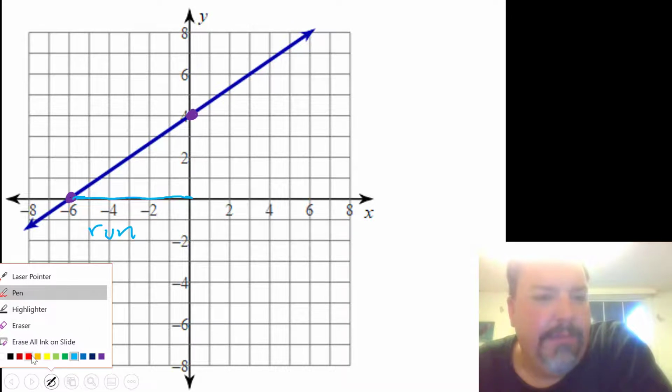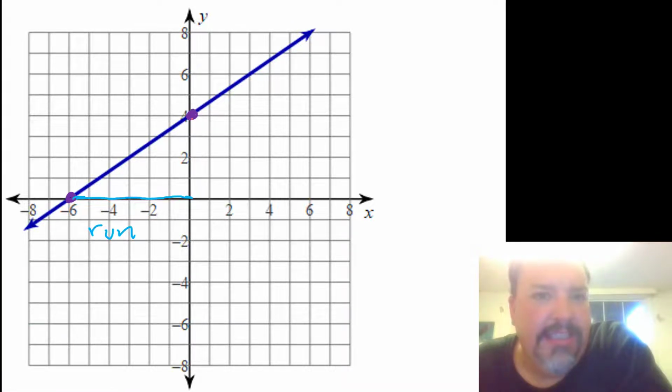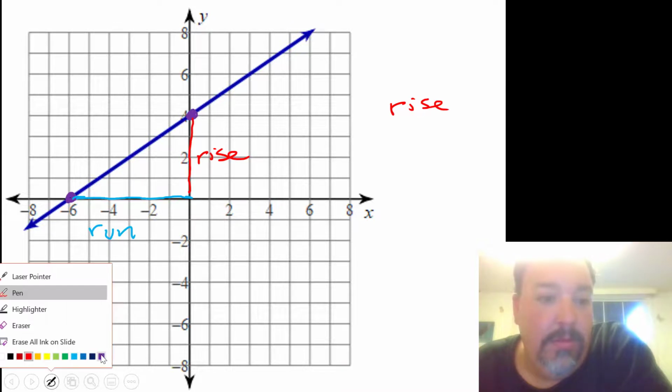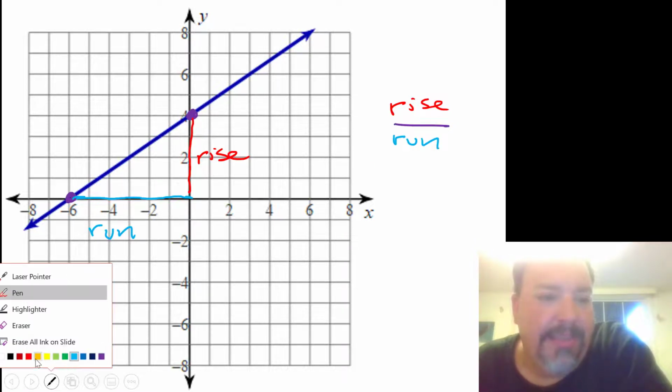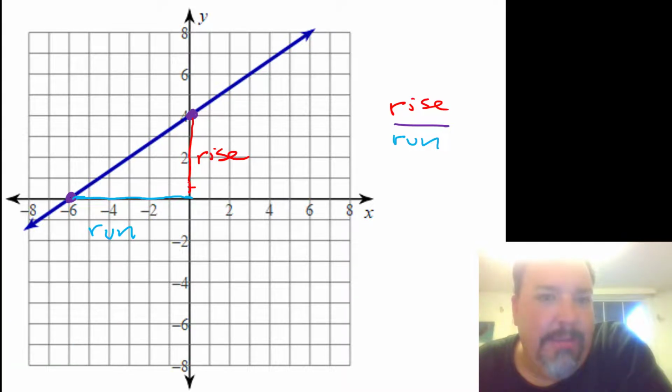And we're going to draw a vertical line like this, and this is going to be our rise. Now, slope is rise over run. So we can figure out what the slope of this line is after we've drawn this. So what is the rise? Well, we just count the spaces here. And how many do we have going up? 1, 2, 3, 4. So the rise here is 4.